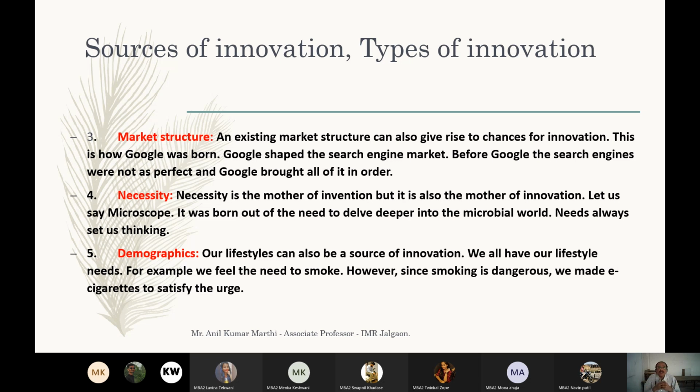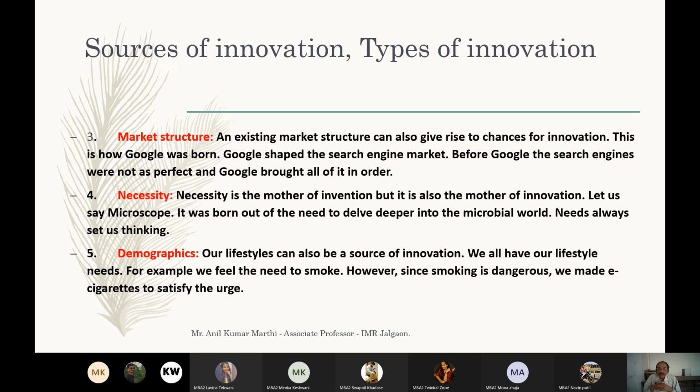Our lifestyles can also be a source of innovation. We all have our lifestyle needs. For example, we feel the need to smoke. However, since smoking is dangerous, we made e-cigarettes to satisfy the urge. Okay, so the example is clear here.